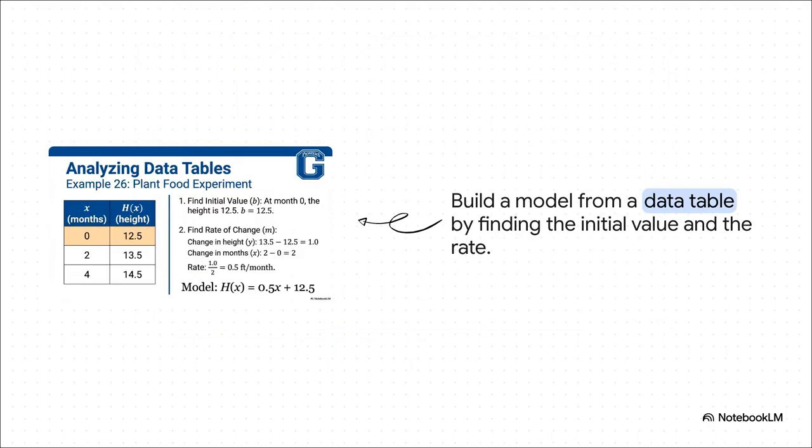And you know what? We can use the exact same detective skills on a table of data. Just look at this plant food experiment. The initial value, our b, is super easy to spot. It's the height at month 0, which is 12.5. To find the rate, m, we just calculate the change in height over the change in months. It's the same logic, just in a different form.